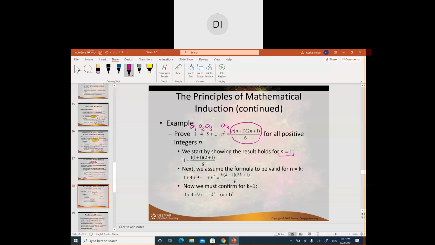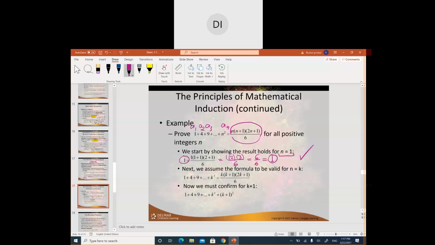So we have 1 plus 1 is 2, and this is 3 over 6. Is that true? On the top, you get 6 over 6, which is also 1, right? So you get 1 equals 1, which is true. So when n is 1, everything works out. The formula is good. Yes?